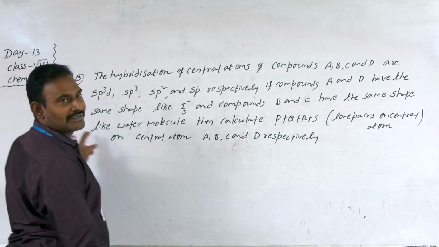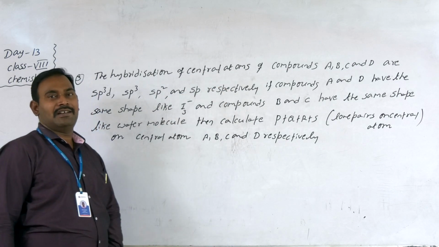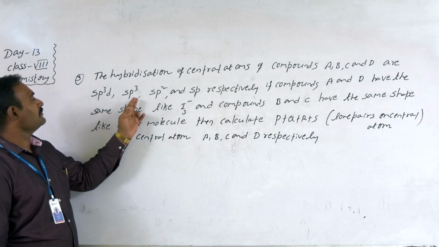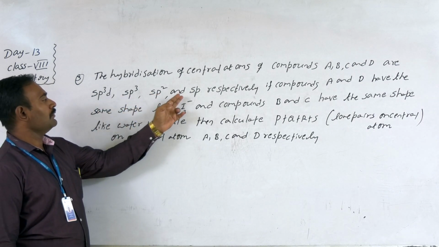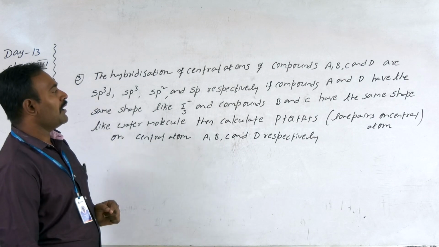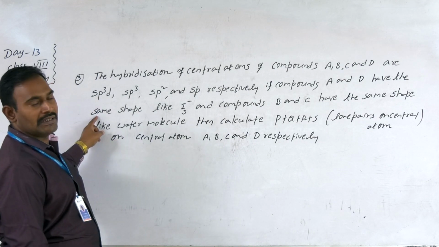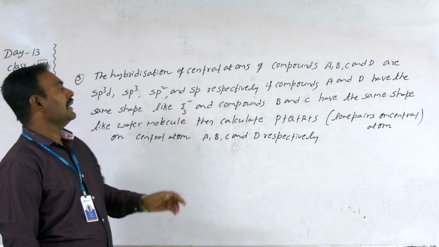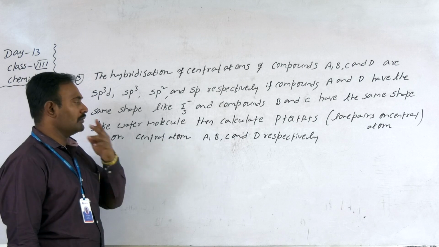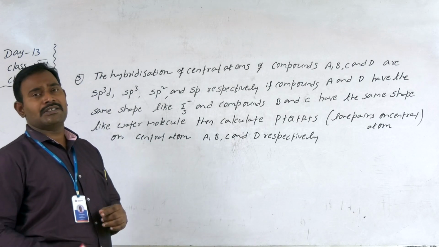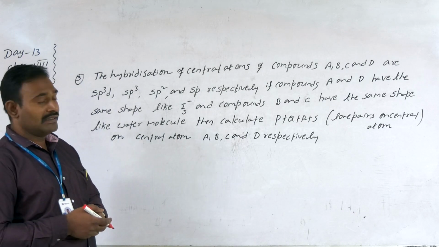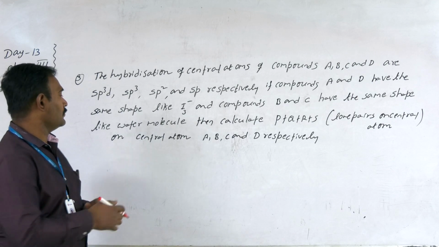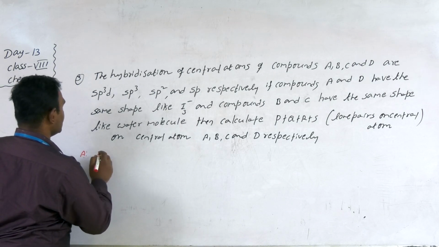Our third question is, the hybridization of the central atoms of the compounds A, B, C and D are sp3d, sp3, sp2 and sp respectively. The compounds A and D have the same shape like the I3 minus, and compounds B and C have the same shape like the water molecule. Then calculate P plus Q plus R plus S. These are the lone pairs present on the central atom in a particular compound. So coming to the answer, see here.